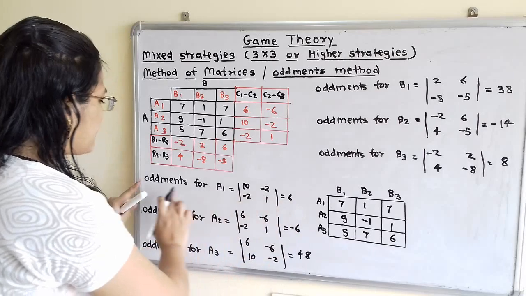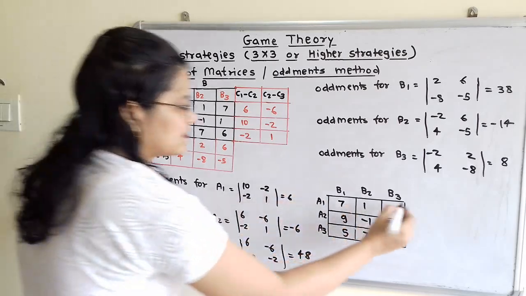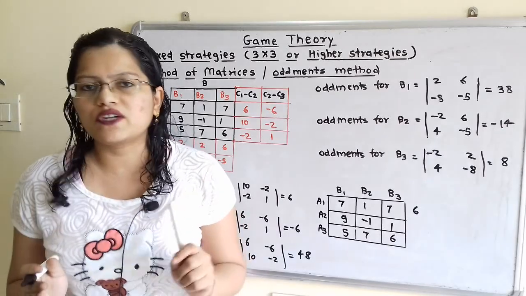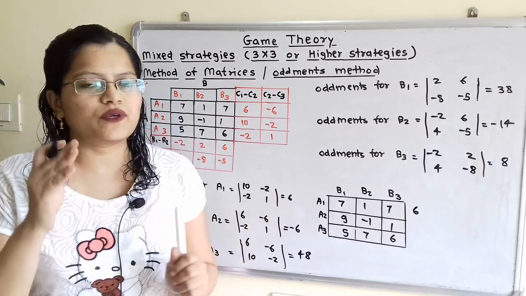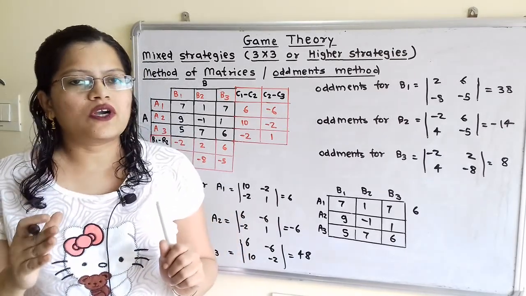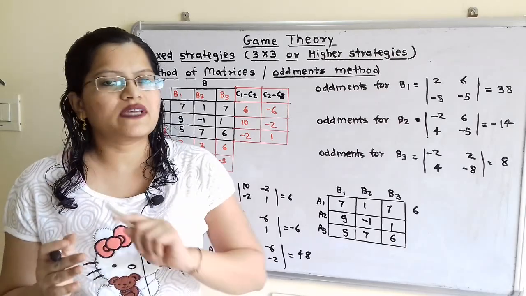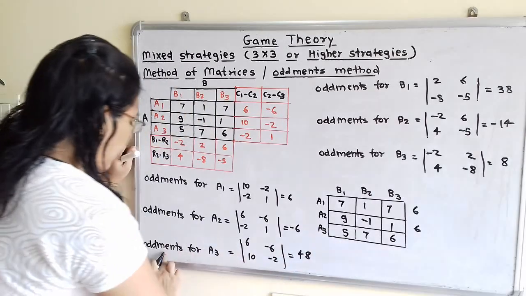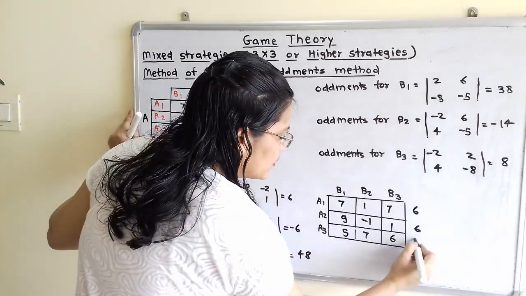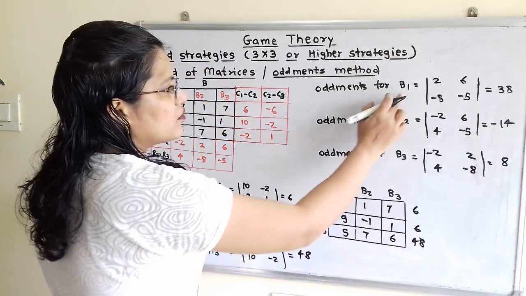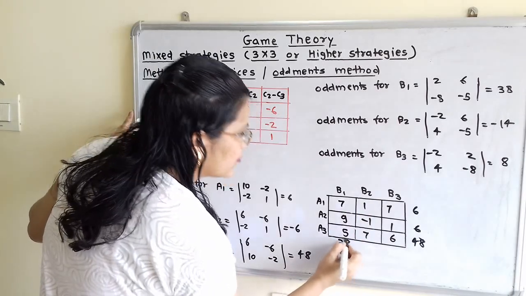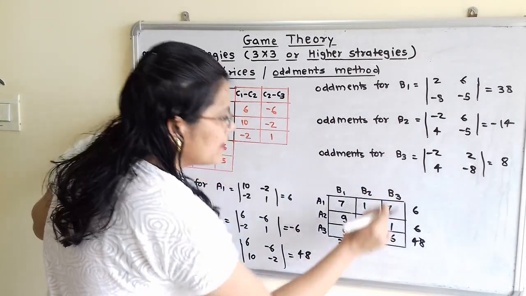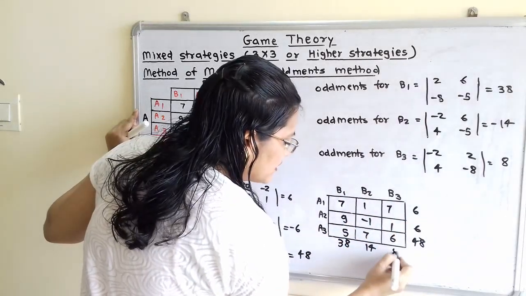So what is the oddment for A1? It is 6. Oddment for A2, it is minus 6. But we know that in the arithmetic method we have to consider only positive values, that is, we have to ignore this minus sign. So I will write here 6. Oddment for A3, it is 48. Then oddment for B1, 38. Oddment for B2, minus 14, so we have to take here 14. Oddment for B3, it is 8.